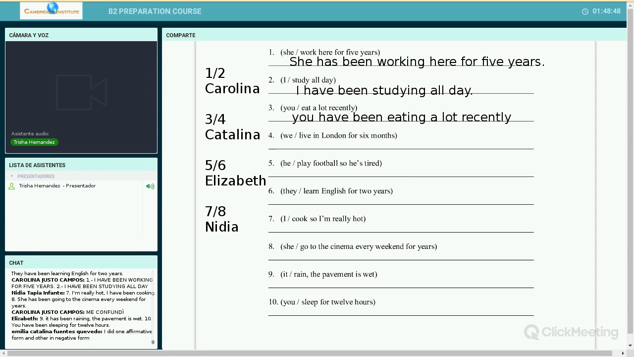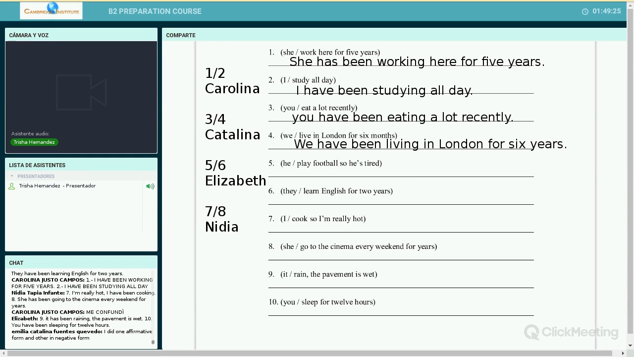I'm going to give you 2 sentences for each one, and you're going to answer the sentences for me, but this time they're going to be negative. Okay? Number 4, we have been living in London for 6 years. Recently, I forgot the recently period. Living in London.